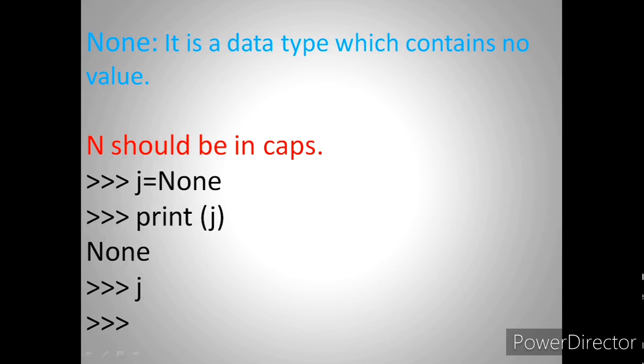So when is None to be used? When we want the variable to be used later in our program, then we use the data type None. None is a data type which contains no value. It contains no value. We have already taken the example of None in our last class, isn't it?